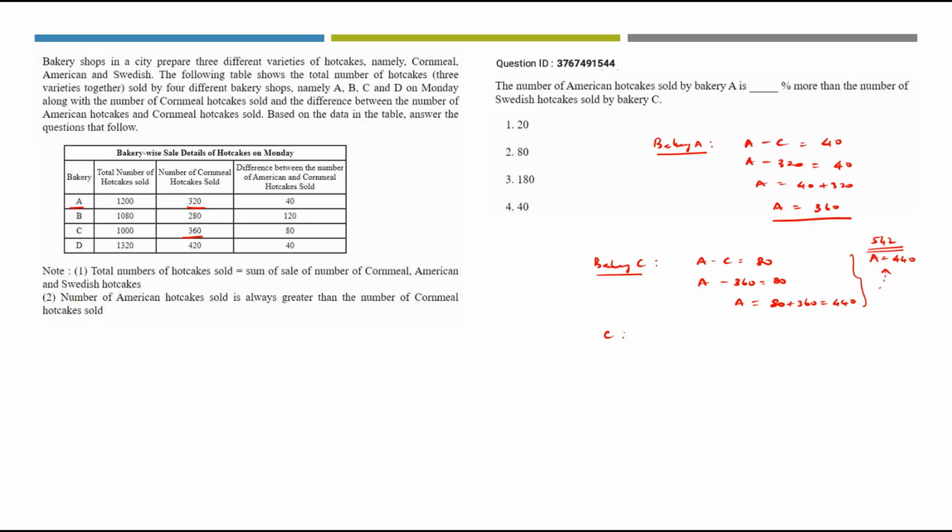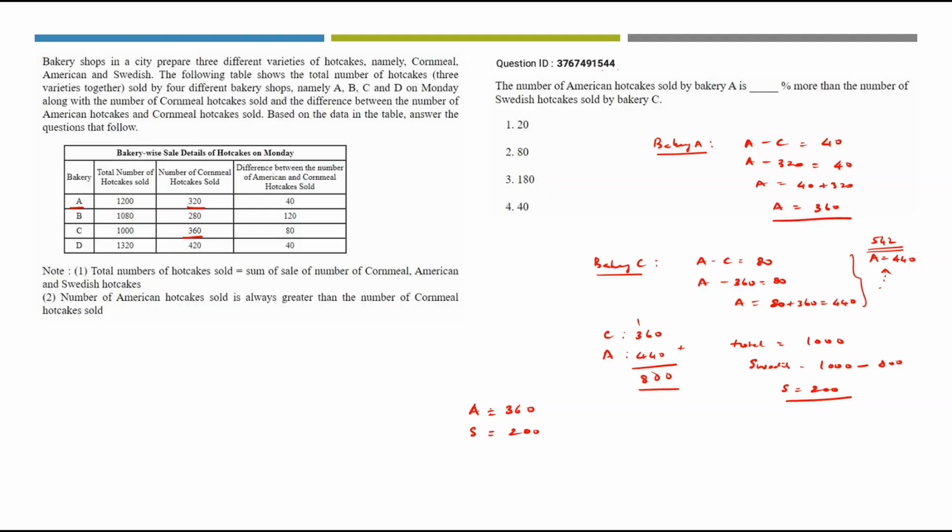So we have the cornmeal count as 360 and American count as 440. What will be the sum? It is 800 for the two varieties. What is the total number of hotcakes that are sold? It will be 1000. So what is this total actually? A plus C plus S. In order to find the Swedish variety, you have to subtract 800 from 1000. So the Swedish count will be equal to 200 here. American variety of bakery A is 360 and Swedish variety of bakery C will be 200.